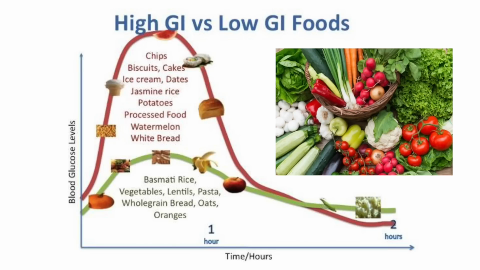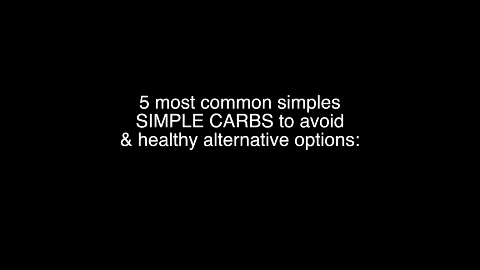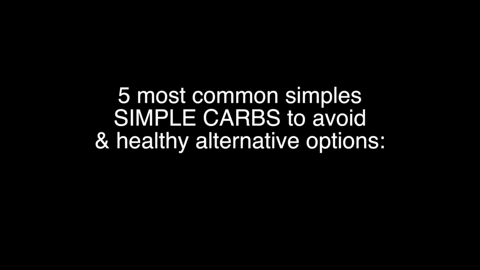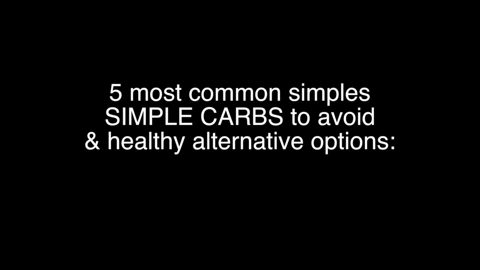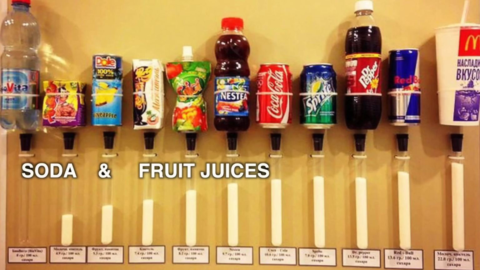Same thing happens with vegetables and grains. They also contain simple sugars, mostly in the form of sucrose, but their starches slow down their absorption, and mostly they also provide you with a hefty dose of vitamins, minerals, and antioxidants. And now let's talk about 5 of the most common simple carbs to avoid, and I'm gonna give you also some alternatives. 1. Soda and fruit juices.